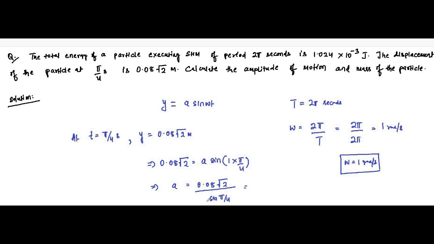This is coming equal to 1 by root 2. It will be 1 by root 2, it will come in the numerator, root 2 into root 2. So it is 0.16 meters. The amplitude of the SHM motion is equal to 0.16 meter. This is the amplitude. The first part of the question we have done.